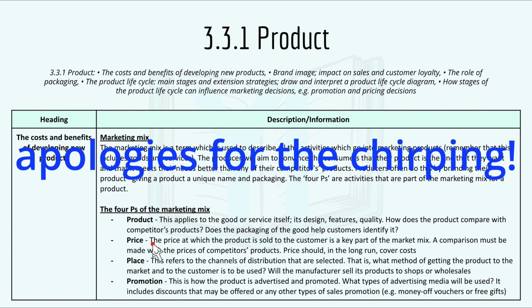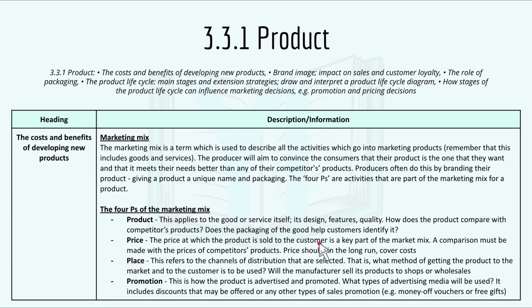And for price, the price at which the product is sold to the customer is a key part of the marketing mix. And the comparison must be made with the prices of competitors' products, and prices should, in the long run, cover the costs. And for place, this refers to the channels of distribution that are selected.